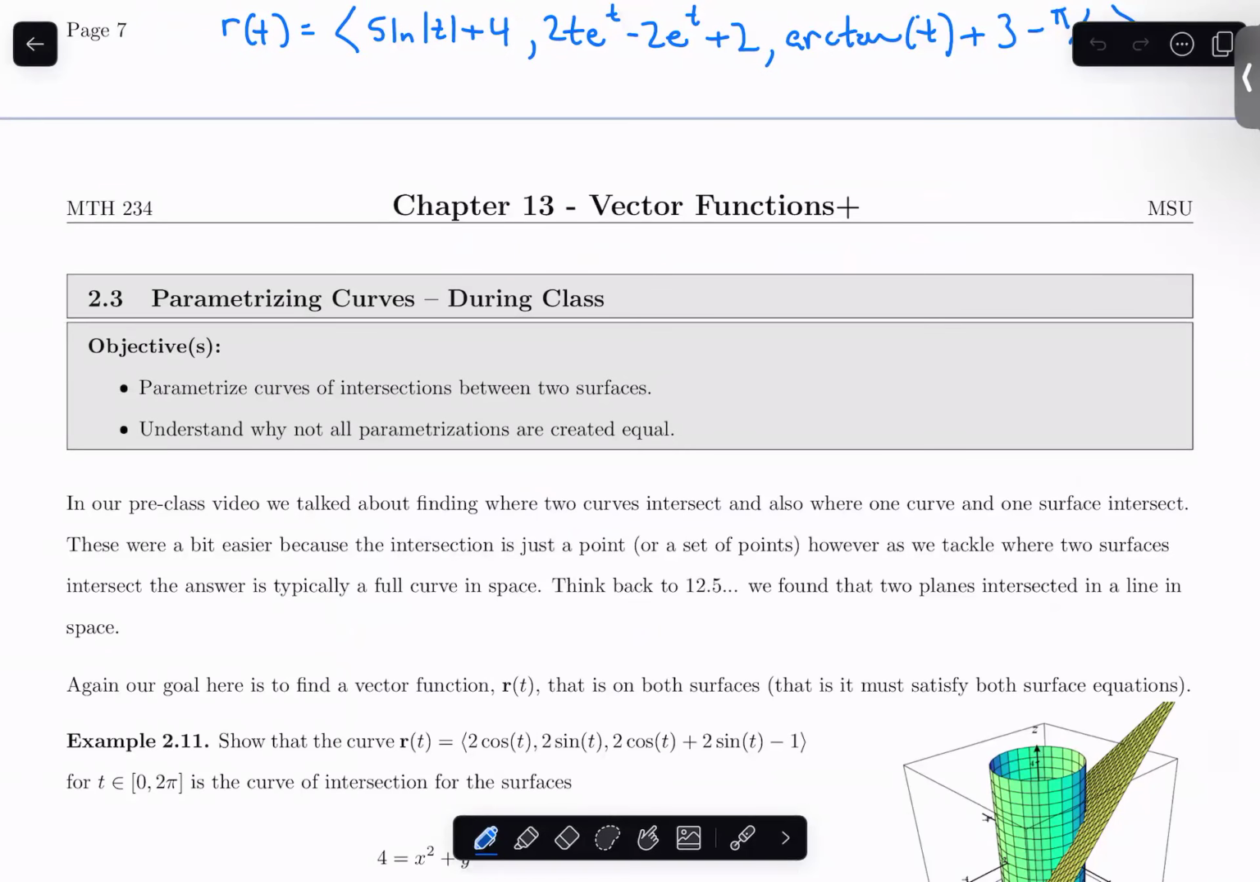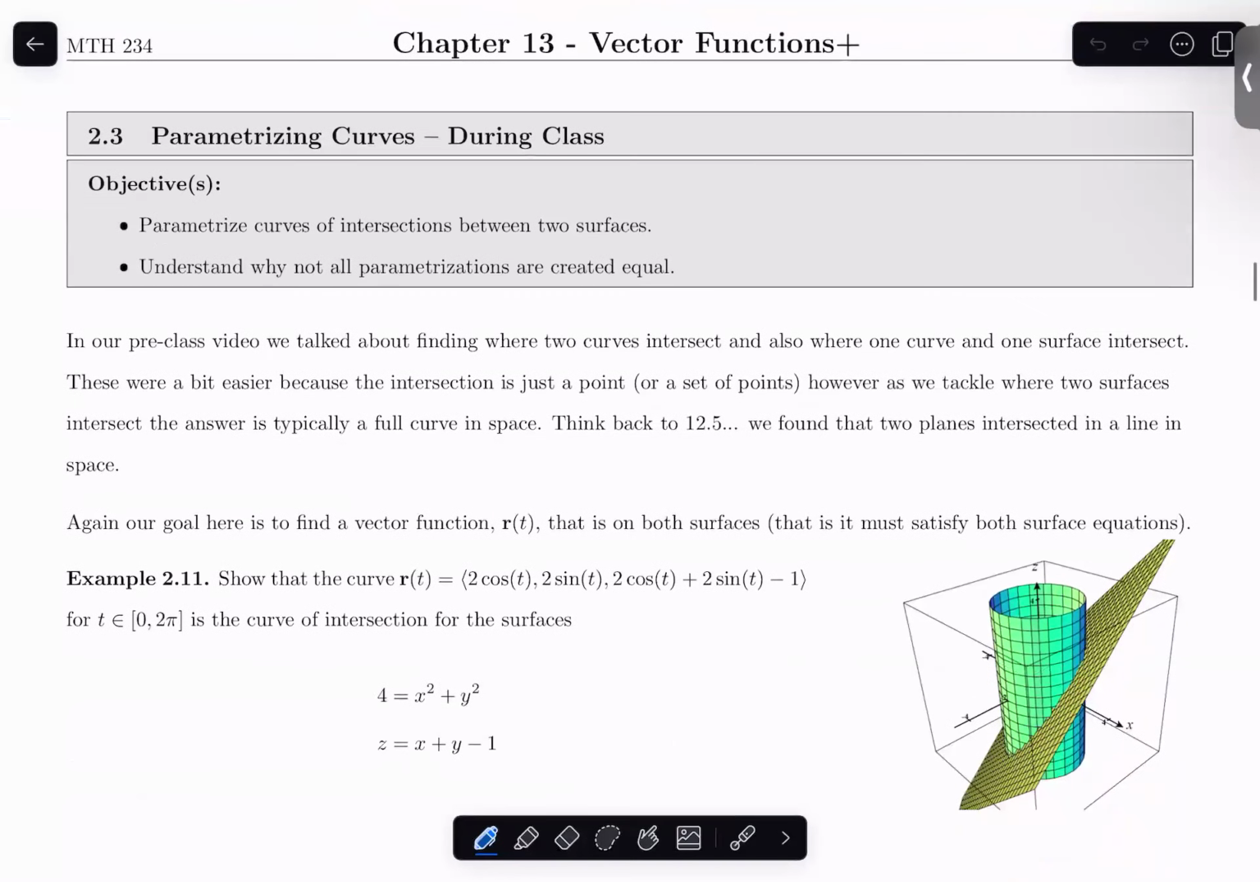And so far, basically, every single time we have been given a vector function, right? Someone has come up with a parameterization for us. In this section here, we're going to learn how to parameterize our own curves. And these quite often come from intersections between two surfaces. And again, when you have two surfaces intersecting, you quite often get some interesting curve.